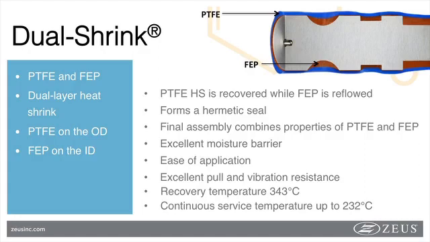FEP has a melting point of approximately 265 degrees Celsius. At the end of the operation, the substrate is fully encapsulated by the FEP and has a tightly fit PTFE layer on the outside of the assembly, as seen in this image. This solid encapsulation forms a hermetic seal with excellent moisture barrier properties and a very tight fit, where severe mechanical stresses, such as pulling or vibration, do not compromise the system. Because of the very high continuous use temperature of PTFE, the dual shrink has a service temperature of 232 Celsius.